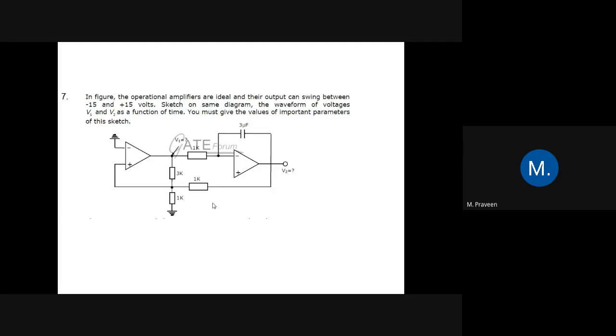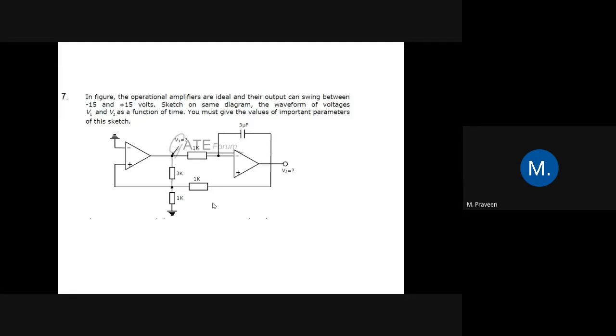In the figure, the operational amplifiers are ideal and their output can swing between minus 15 and plus 15 volts. Sketch on the same diagram the waveform of voltage V1 and V2 as a function of time. You must give the value of important parameters of the sketch.